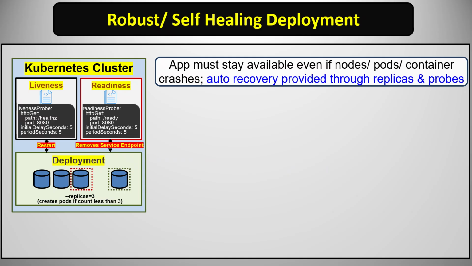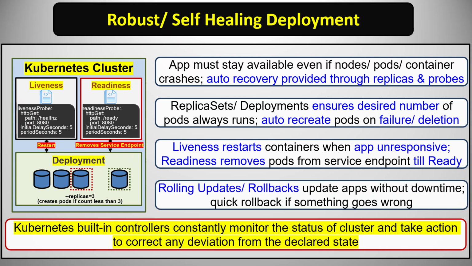Okay, here's the heart of it. Let's break down each point. Applications must stay available even if nodes, pods, or containers crash. Kubernetes gives us automatic recovery. Think of it like having a team of mechanics constantly fixing your car while you are driving, so you never stop moving. Now the ReplicaSets and Deployments ensure that the desired number of pods is always running. If you say you want 3 pods, Kubernetes watches like a hawk. If one dies, it immediately spins up a replacement.